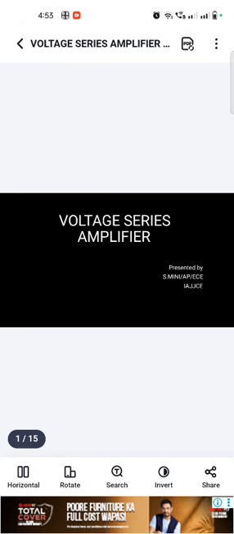Voltage Series Amplifier. This is the topic taken from feedback amplifiers. So we should know what is meant by amplifier, right? What is meant by amplifier? Amplifier amplifies the signal to stronger. If the signal is weak or if the input is weak, it will make it stronger. That is the purpose of an amplifier.